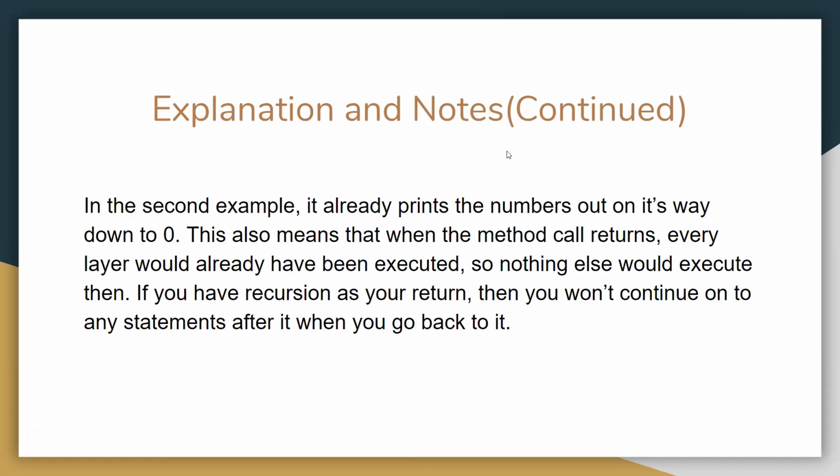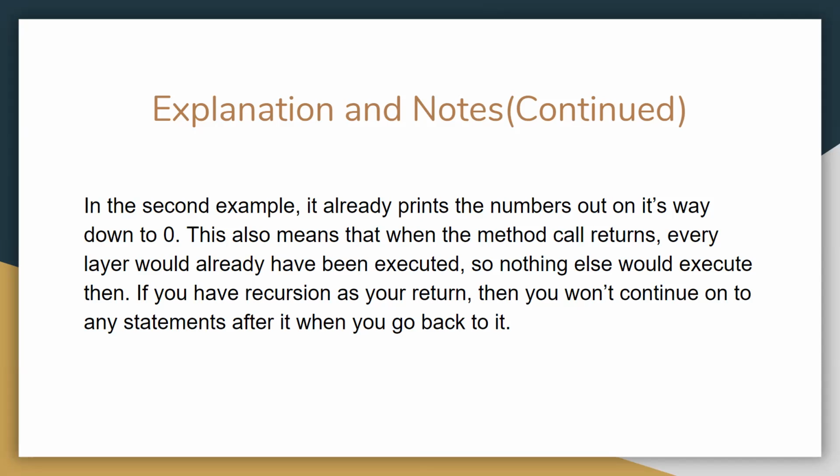So this is the explanation of the second example. In the second example, it already prints the numbers out on its way down to 0. This also means that when the method call returns, every layer would already have been executed, so nothing else would execute then. If you have recursion as a return, then you won't continue on to any statements after it when you go back to it.